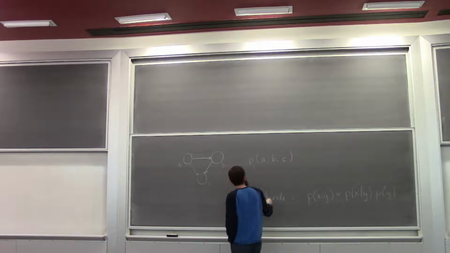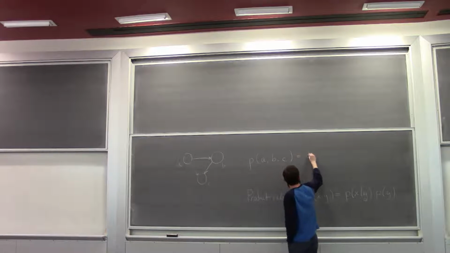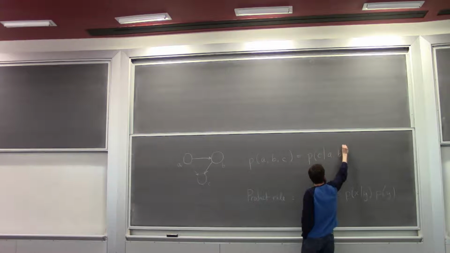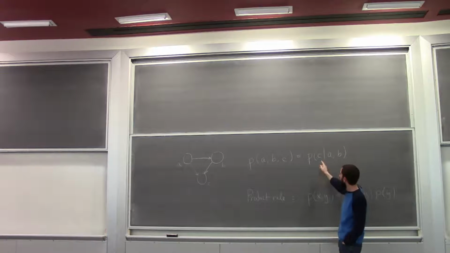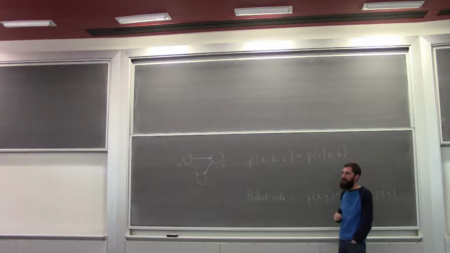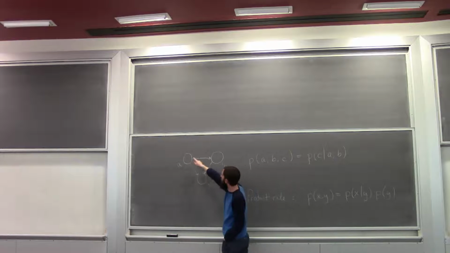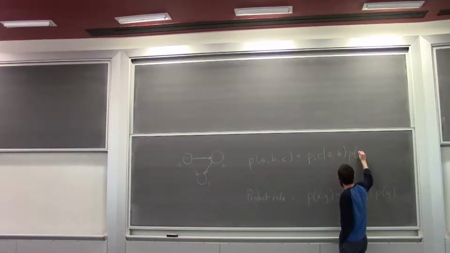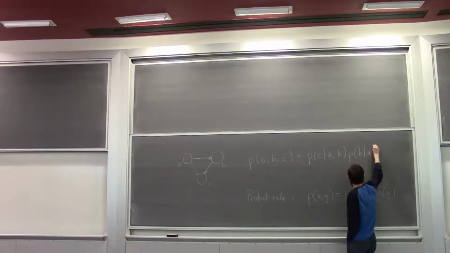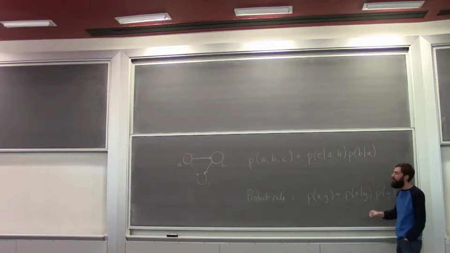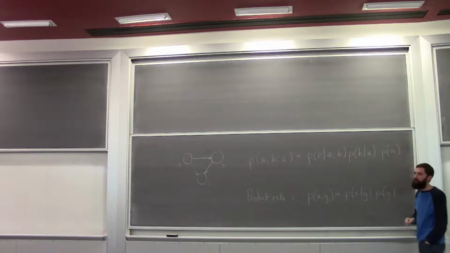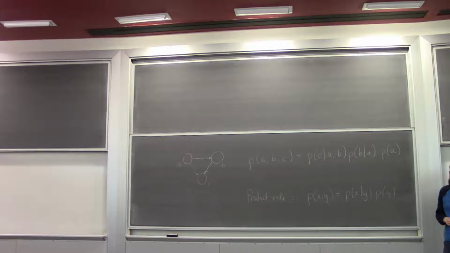And that means I'm going to write P of C given A and B. I'm always going to write a node given its parents in my factorization. Now B has one parent, so it's going to be P of B given A. And A has no parents, so there's not going to be anything in the conditional there, it's just P of A.